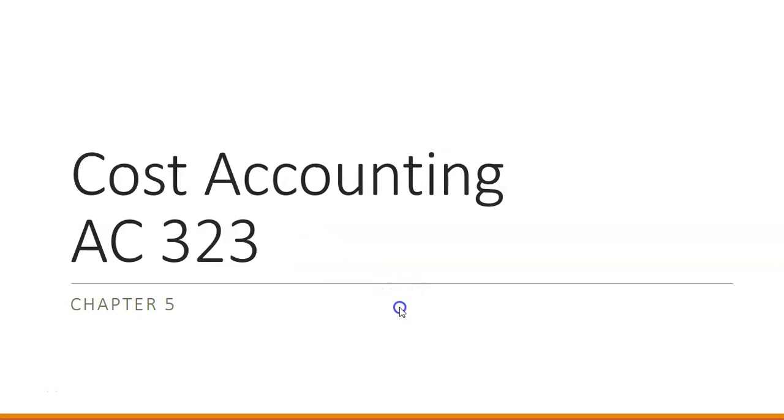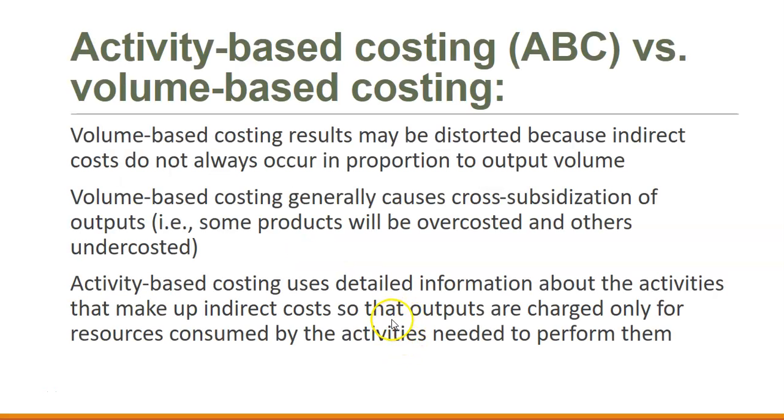Cost Accounting, Chapter 5. Chapter 5 talks about activity-based costing. When we start, we have volume-based costing and activity-based costing. In volume-based costing, our results might be distorted because our indirect costs don't always occur in proportion to production volume. Volume-based costing causes cross-subsidization of outputs. This means some of our products end up being overcosted and others are undercosted.